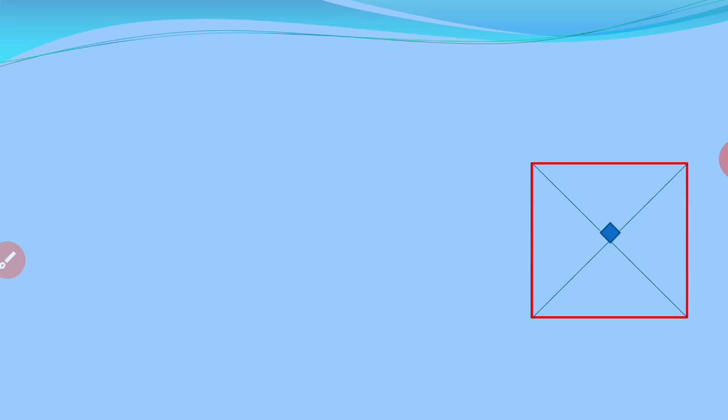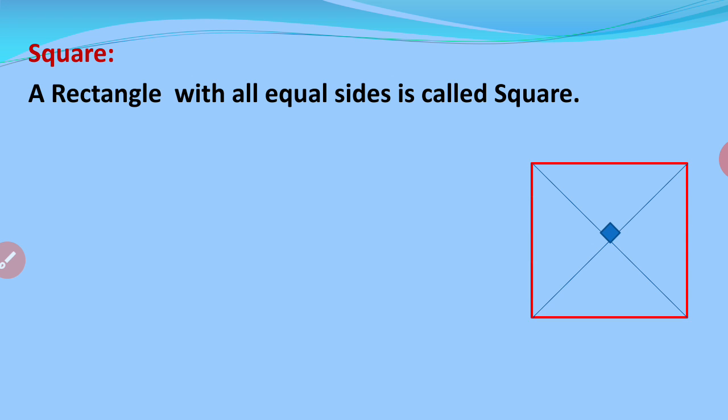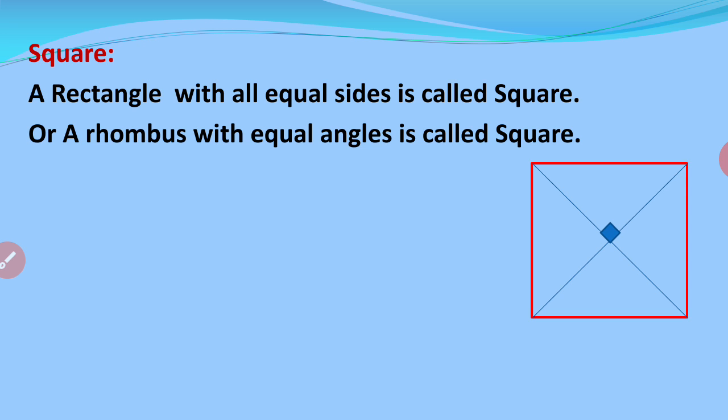Next figure, this is a square. A rectangle with all equal sides is a square. So we already studied rectangles. In a rectangle, if all sides become equal in length, we call it a square. There is another definition for square. We have already studied rhombus. Now in a rhombus, if all the angles become equal, it will become a square. Moreover, this is another statement which is true.